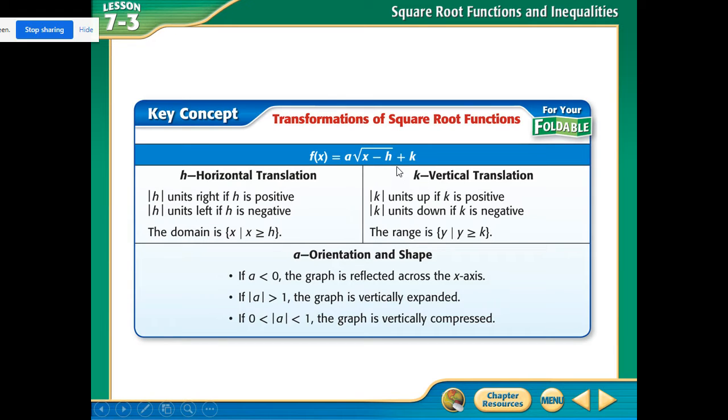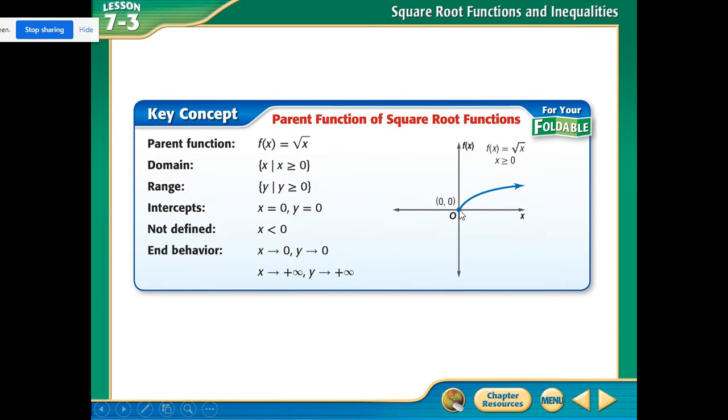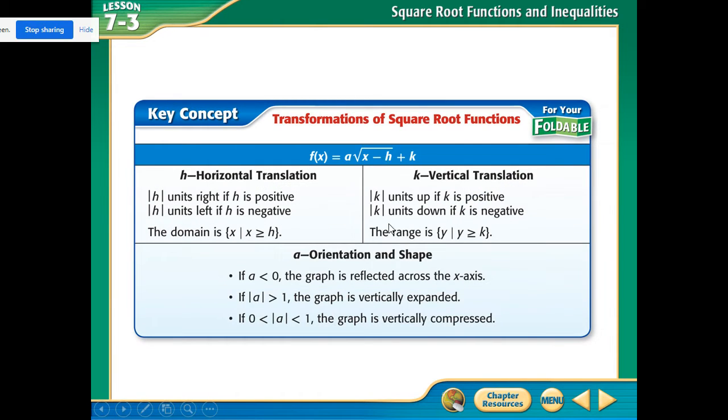The k on the other side, it's plus k, and that's positive. So a positive value is going to move the graph up. A negative value will move the graph down. And remember, we have this starting point. So this starting point is going to be moving up and down and left and right, depending upon these h and k values.